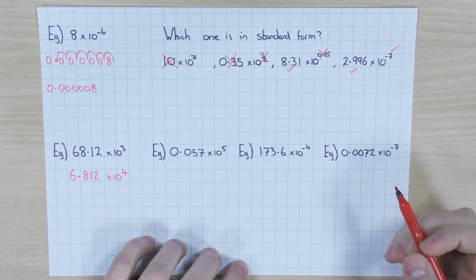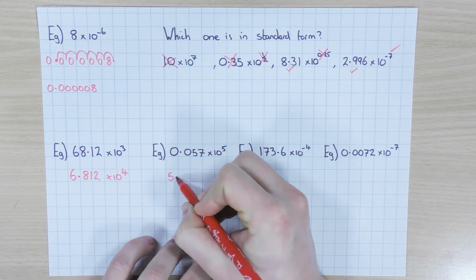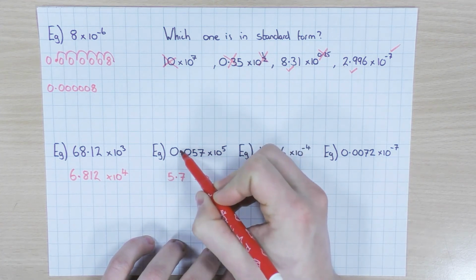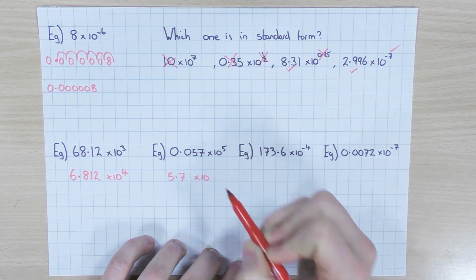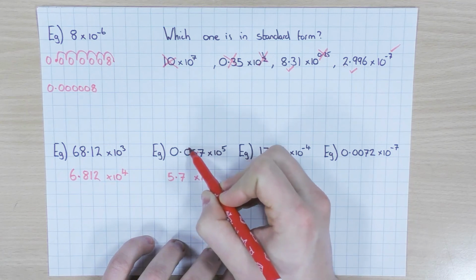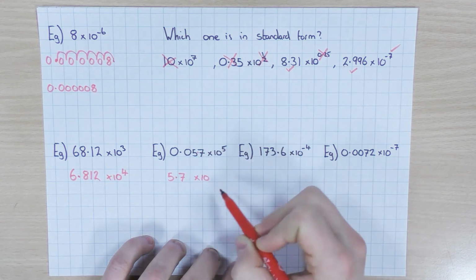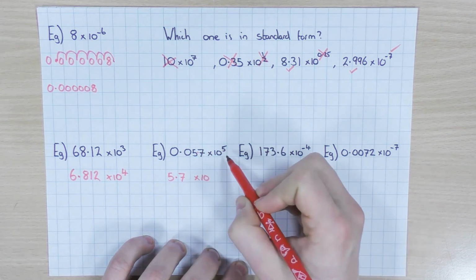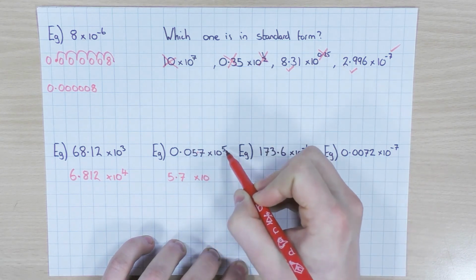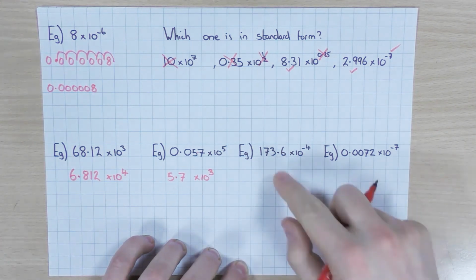It's the same thing over here. Again, this isn't between 1 and 10, so I'm going to move the decimal point so it is. So that's going to be 5.7 times 10. Now this time I've had to times by 10 twice to get the decimal point to where I want it. So I made it 10 times bigger twice, and I've got to make this 10 times smaller, sorry, 10 times smaller twice. So if I times by 10, I've got to divide by 10, divide by 10. So I'm going to take 2 off the power there.